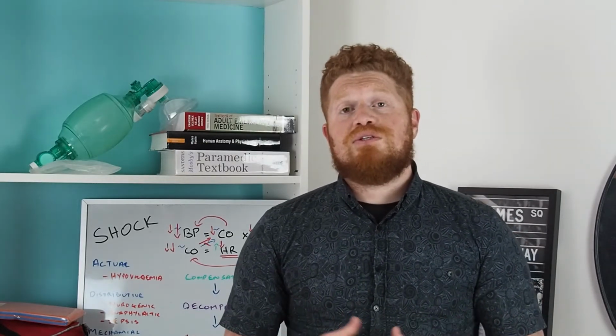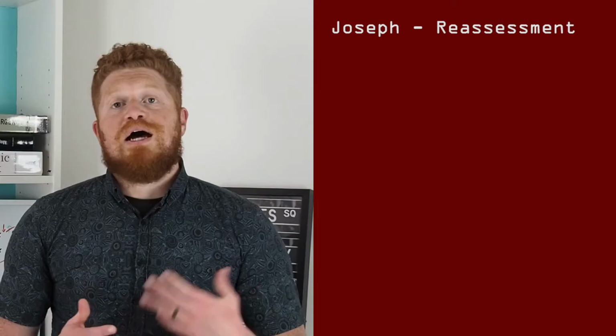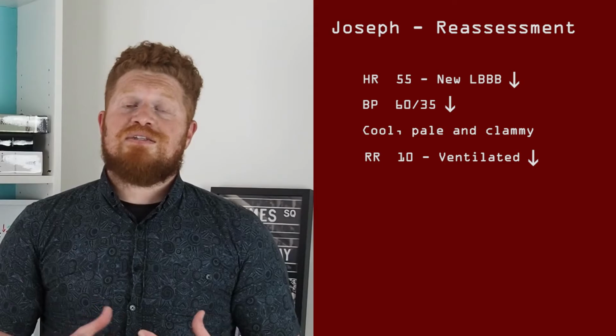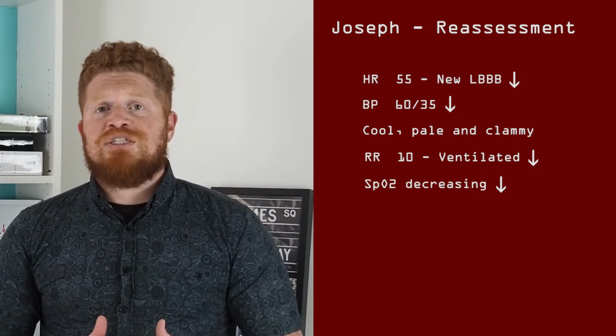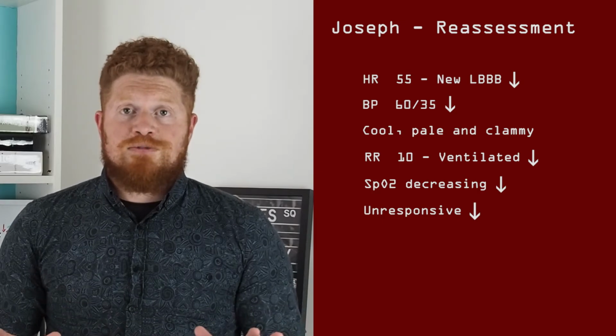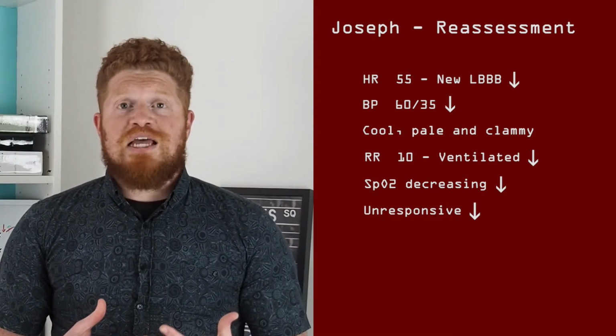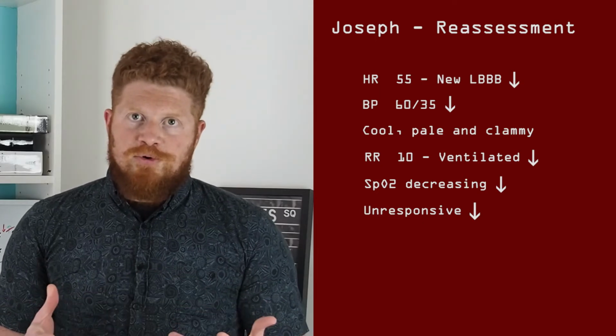They report that Joseph deteriorated further, telling us that his obs on arrival at hospital were a heart rate of 55 with a new left bundle branch block pattern, a blood pressure of 60 on 35 despite fluid replacement therapy, a respiratory rate of 10 being ventilated with oxygen saturations diminishing despite high flow oxygen. We also find that Joseph is now completely unresponsive. This would be very sad news. This would mean that Joseph is now in irreversible shock. Let's go to the board and find out more.